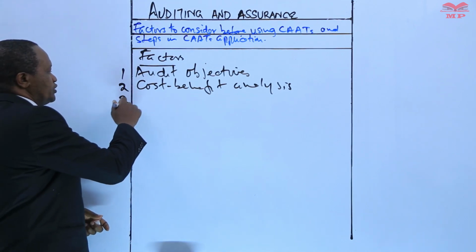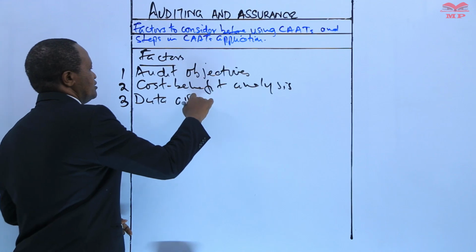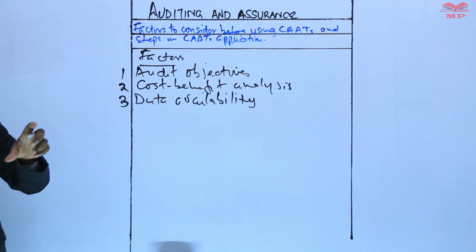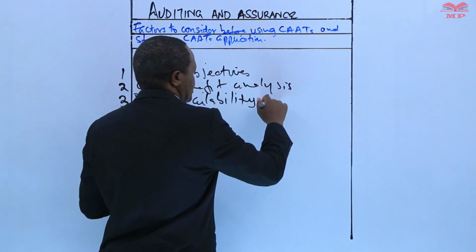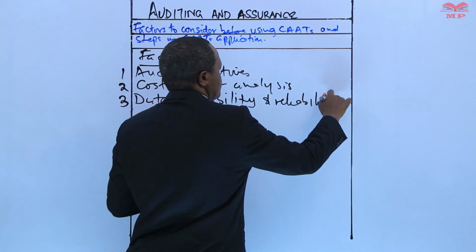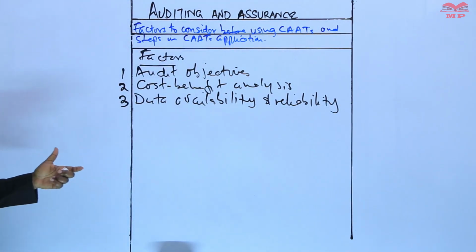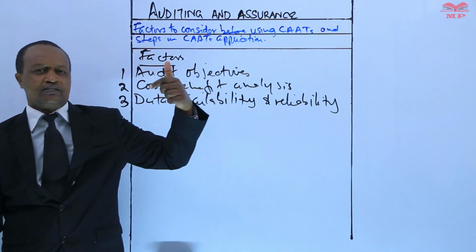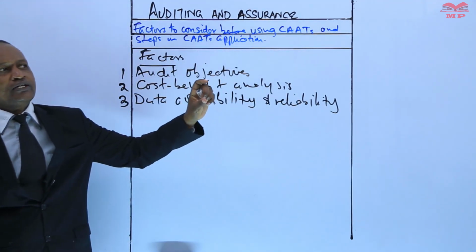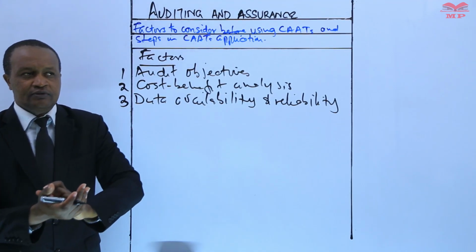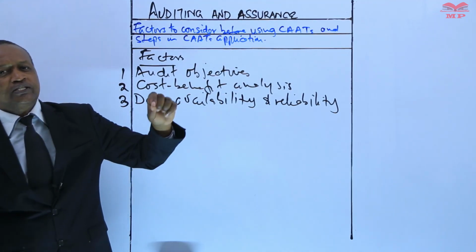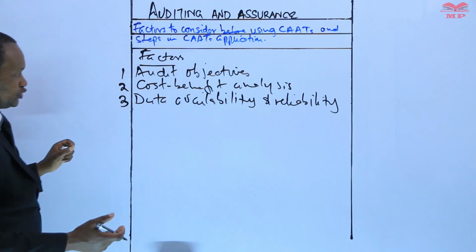Three, consider the data availability. The auditor has to consider data availability and reliability. The auditor should ensure that the necessary data is available in a format compatible with the chosen computer assisted audit technique. The auditor again has to assess the reliability and the integrity of the data to avoid drawing incorrect conclusions.